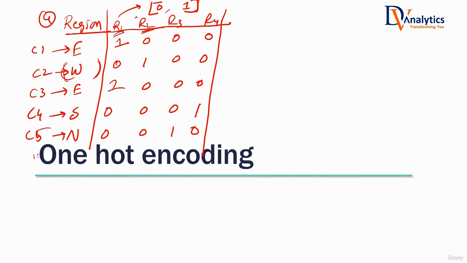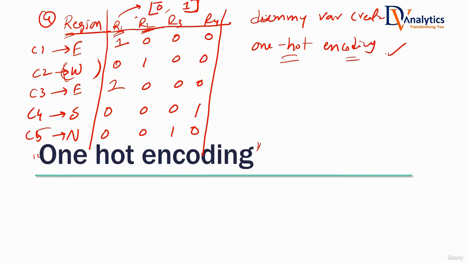So one-hot encoding is one of the strongest techniques. Converting one categorical variable into multiple binary variables like this is known as dummy variable creation, or it is also known as one-hot encoding. Both are one and the same. R1, R2, R3, R4 are known as dummy variables. One-hot encoding is one of the most powerful and one of the easiest techniques.